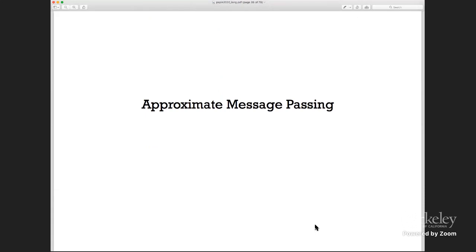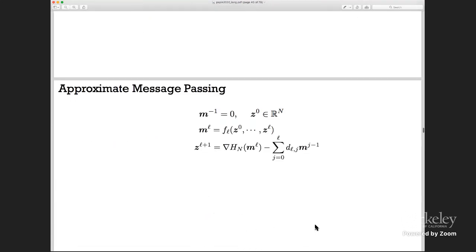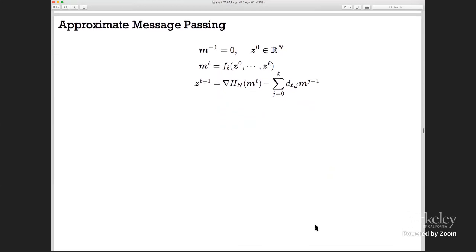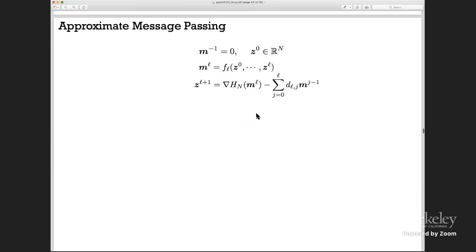So let me tell you about this algorithm. This is a general class of algorithms called AMP, and the general iteration is as follows. You initialize it. There are two main iterates that I call M and Z. These are the main objects, and you initialize them in a certain way. Then you consider a sequence of functions FL that take the first L iterates. You can choose these functions however you want.